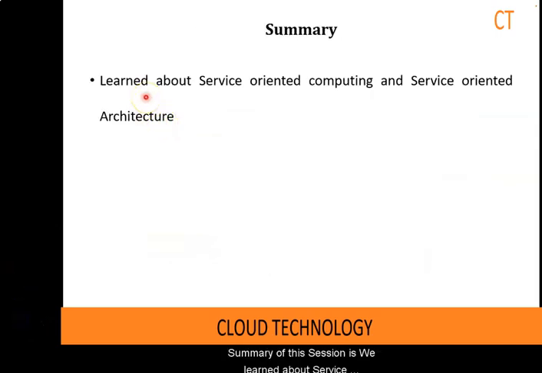The summary of this session is: we learned about service-oriented computing and service-oriented architecture.